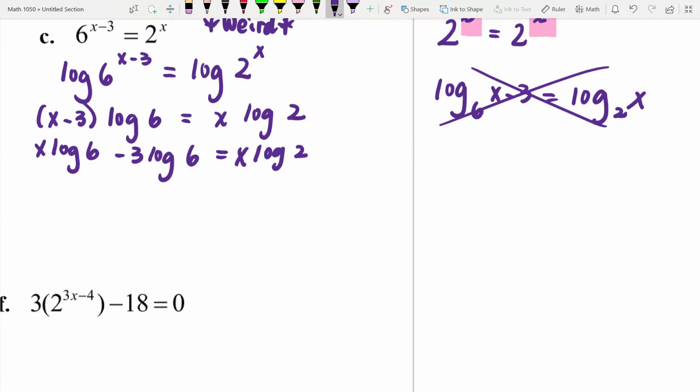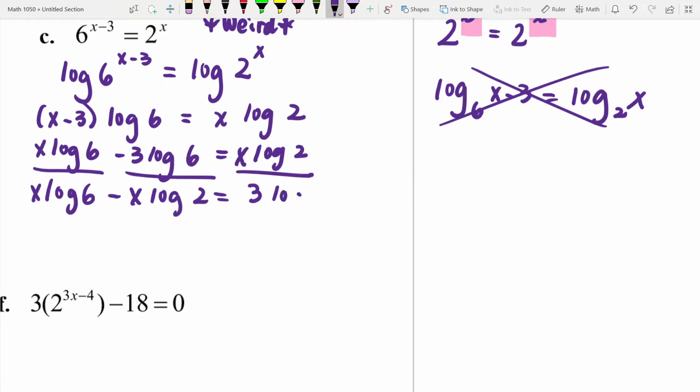x is on one side, non-x's on the other side. So see this x log 6? It's staying. See this x log 2? It's going to come over and become a negative. See this negative 3 log 6? It comes over to the right and becomes a positive. So all I did is just move things around. Okay? You've seen this before.